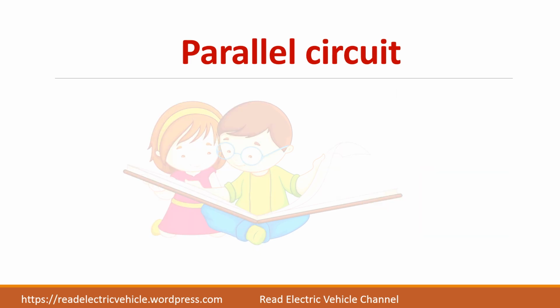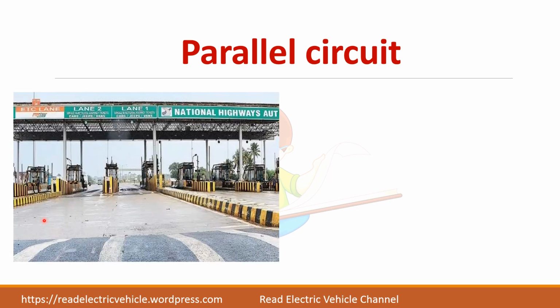The next one is the parallel circuit. Here the best example is a toll gate. As we know here, whenever one path is closed, I can use the next path. And if both the paths are closed, I can use a third path.